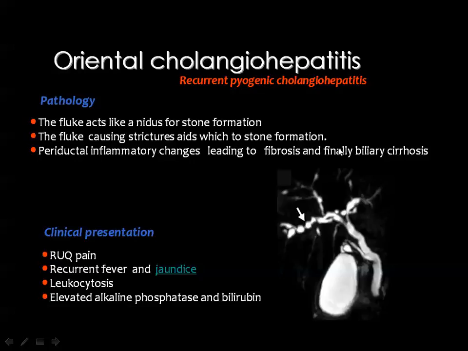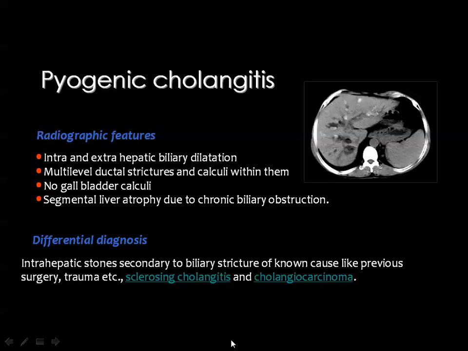The inflammation initiated by the fluke and the formation of the stones both will lead to some biliary obstructive changes. And this is the clinical presentation: right upper quadrant pain, recurrent fever and jaundice, leukocytosis, elevation of the alkaline phosphatase level and serum bilirubin.